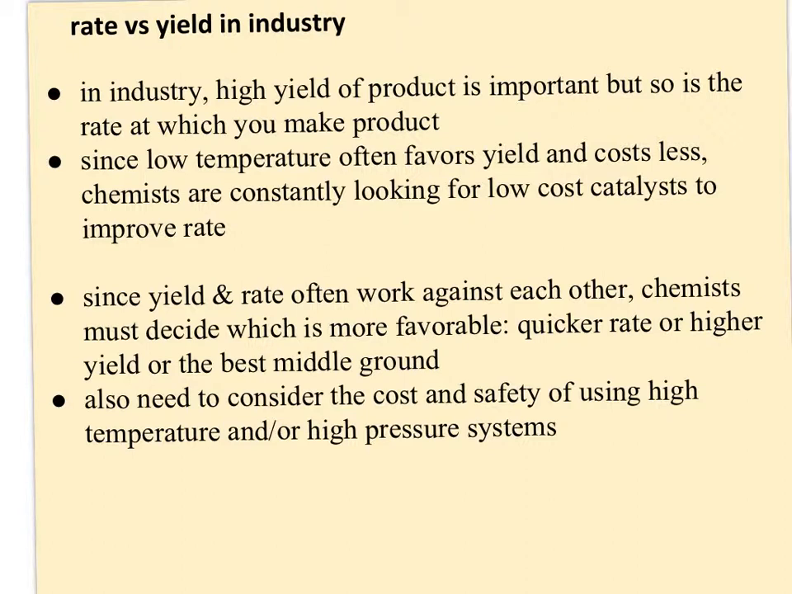Since low temperature often favors the yield and costs less, that would be great if you could find a catalyst that would improve the rate, because you're going to lose rate by using those low temperatures. So again, yield and rate often work against each other, so it's the chemist's job to decide which is more favorable. How fast a rate do you need versus how high a yield? So you're looking for that compromise. How much temperature do you give up? How much cost do you invest? And then there's also safety issues with using high temperature and high pressure systems.